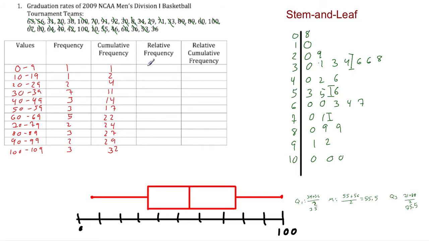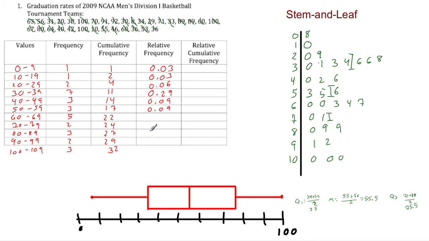So this is going to be 1 over 32 for the frequency, and that's going to be 0.03. For 2 over 32, 2 thirty-seconds, that's going to be 0.06, which is double that. For 7 over 32, that's going to be 0.29. For 3 over 32, 3 thirty-seconds, that's going to be 0.09. So we got another 3 there.